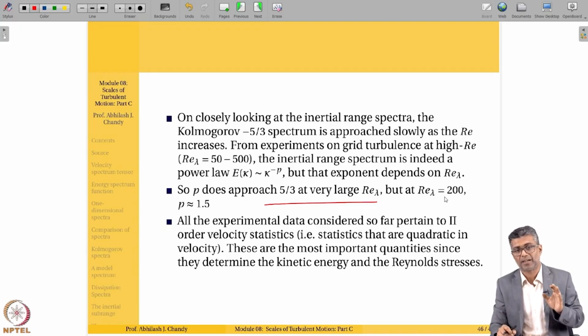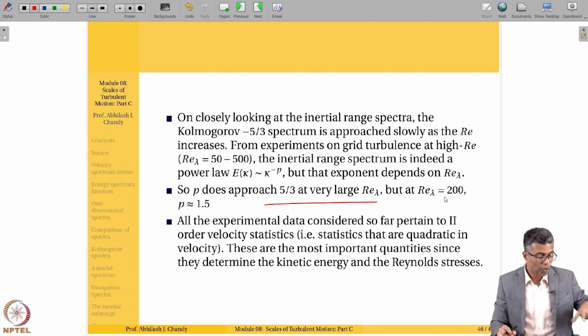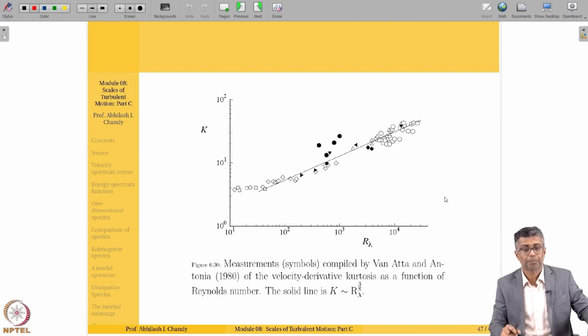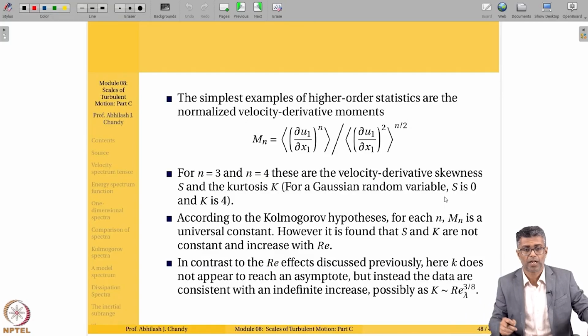All the experimental data considered so far pertain to second order statistics, as in statistics that are quadratic in velocity. Now, this is another limitation. We always look at variance. At the most, we go to variance. But what about third order statistics or fourth order statistics? Isn't that something to be looked at? That is where it takes us to things like velocity derivative skewness or velocity derivative kurtosis. So I'll describe that before I come to this plot.